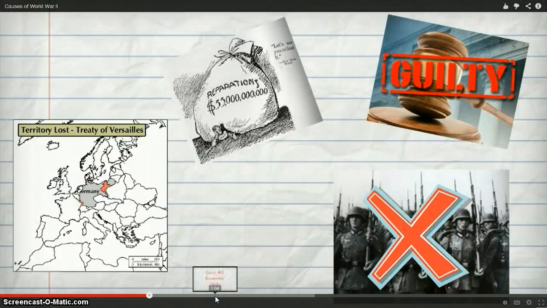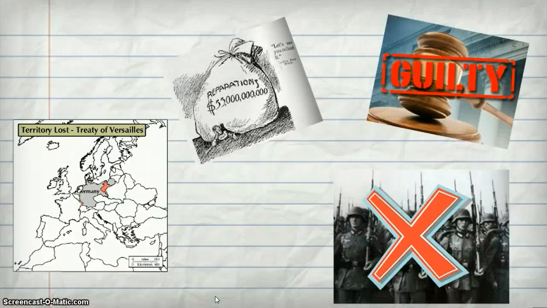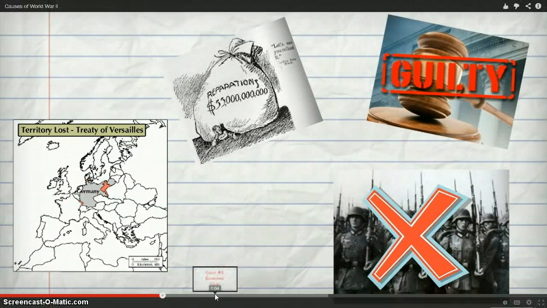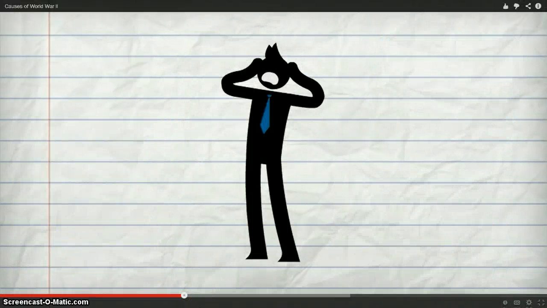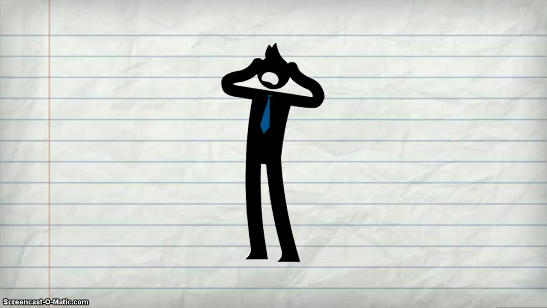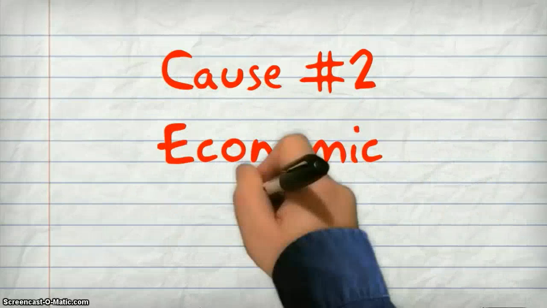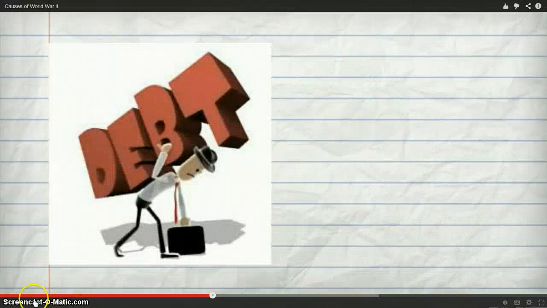Among the many conditions, Germany was forced to give up territory, pay billions of dollars in war reparations, and limit the size of their army and navy. This upset the Germans because it made them look weak, and they were very unhappy with their government for signing the treaty. The second long-term cause of World War II was the various economic factors. Germany was already in debt from war.